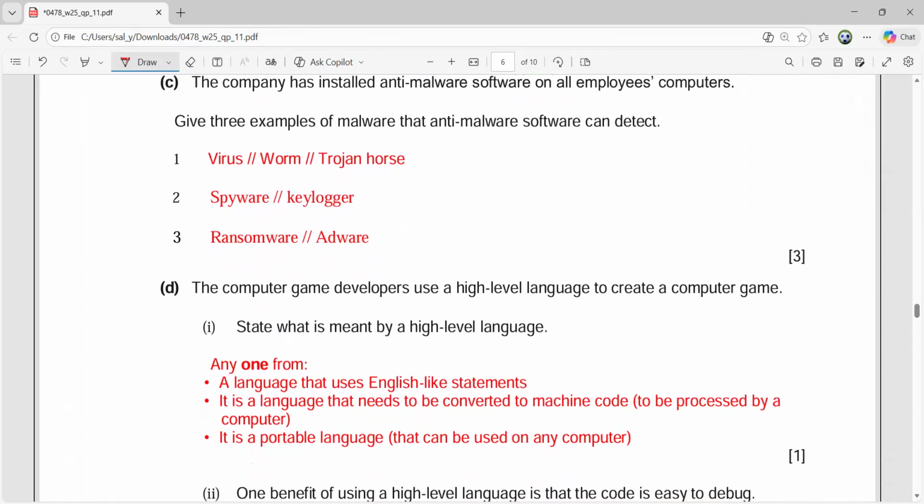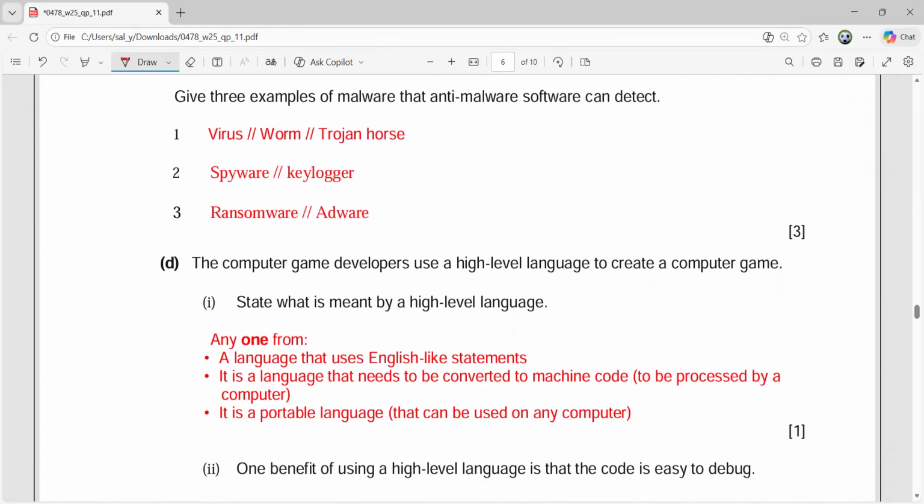Part D. The computer game developers use a high-level language to create a computer game. State what is meant by a high-level language. It's a 1-mark question. So if a student has written any one out of the following points: it's a language that uses English-like statements. It's a language that needs to be converted to machine code to be processed by a computer. It's a portable language that can be used on any computer. So he will be able to score 1 out of 1.